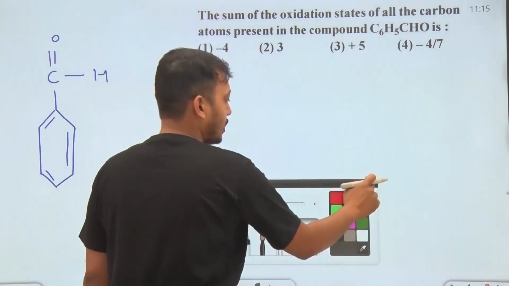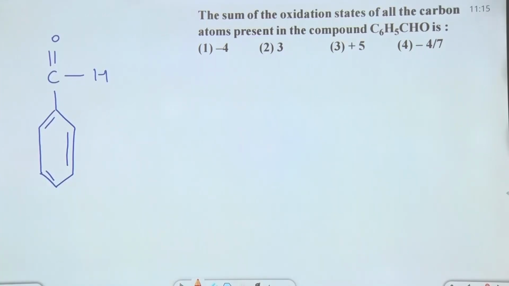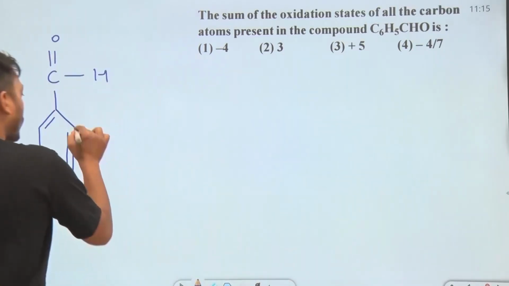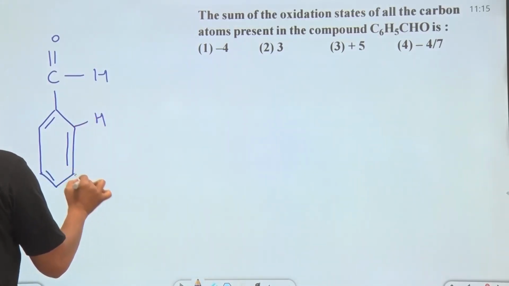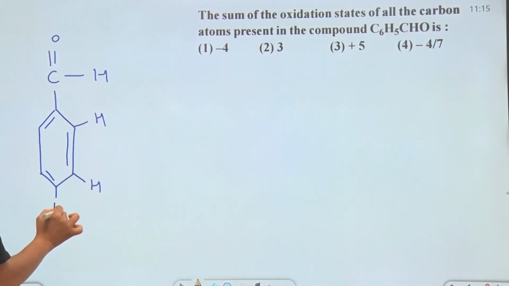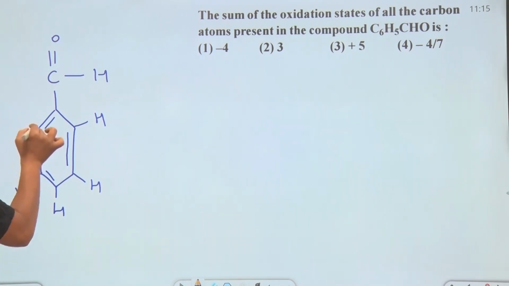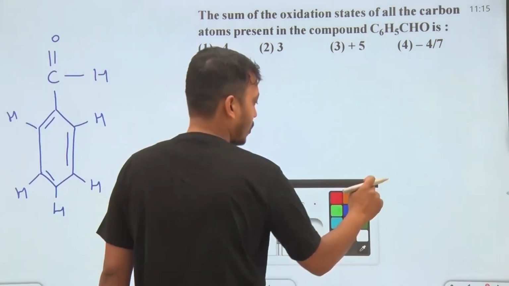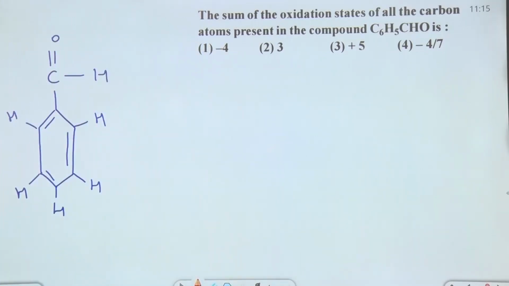So don't do that, just simply calculate one by one. Here first we have to draw the complete structure of benzaldehyde. So this is clear. Now we have to find out the oxidation states. This is +1, so this is -1, +1, -1, +1, -1, +1, -1, +1 and -1. So these are the 5 carbon atoms.